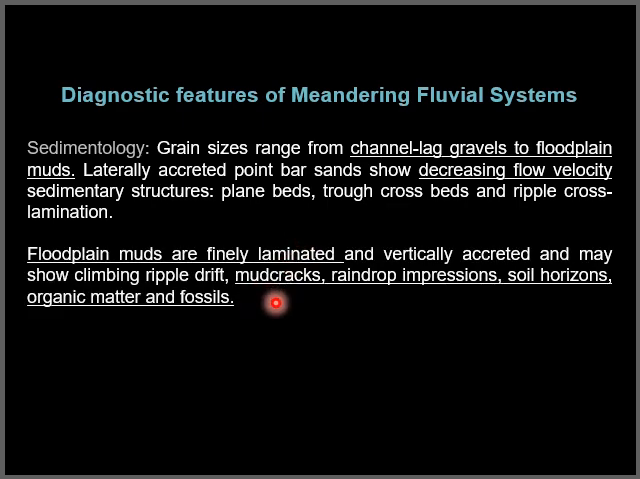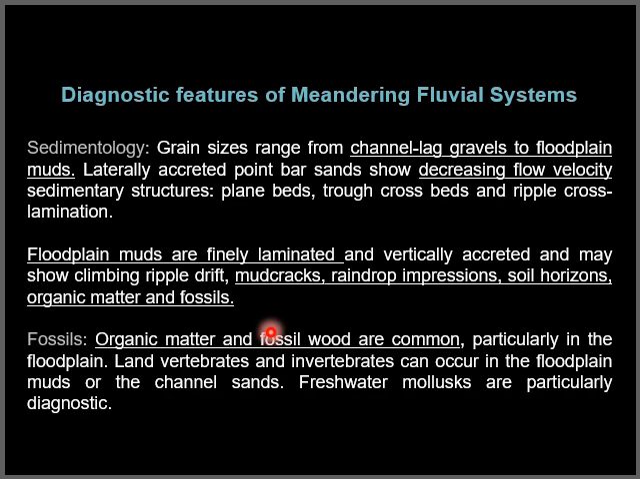Floodplain muds are finely laminated, and normally you have mud cracks, raindrop impressions, soil horizons, organic matter, and some fossils. Organic matter and fossils like wood are common, particularly in floodplains.